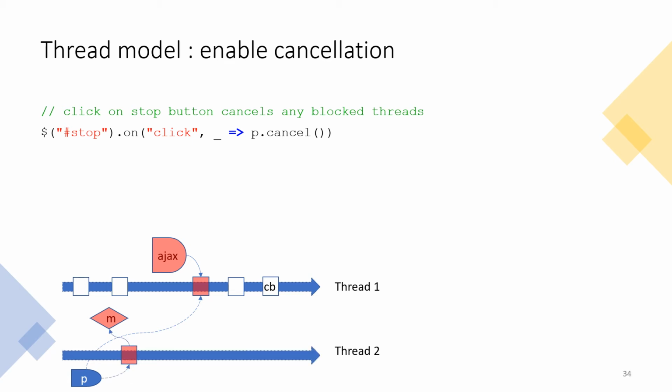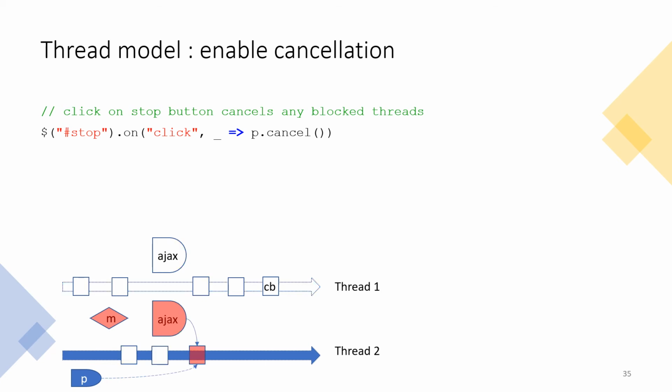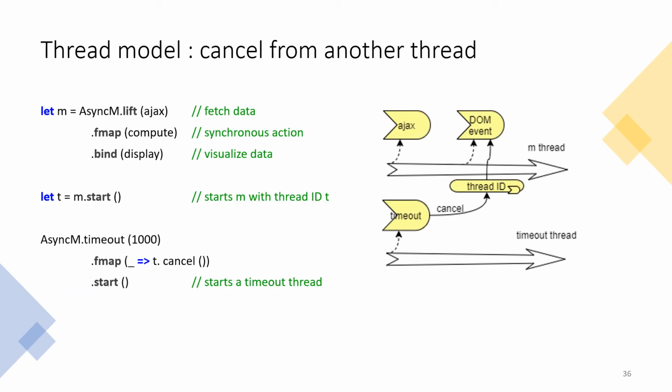Similarly, when thread 2 is blocked waiting for the envar M to become empty, it can also be cancelled through P. In fact, if we cancel P, both threads are cancelled. When thread 1 completes, thread 2 may also be cancelled when it is pending for an AJAX request to complete. We can also cancel a thread from a different thread.